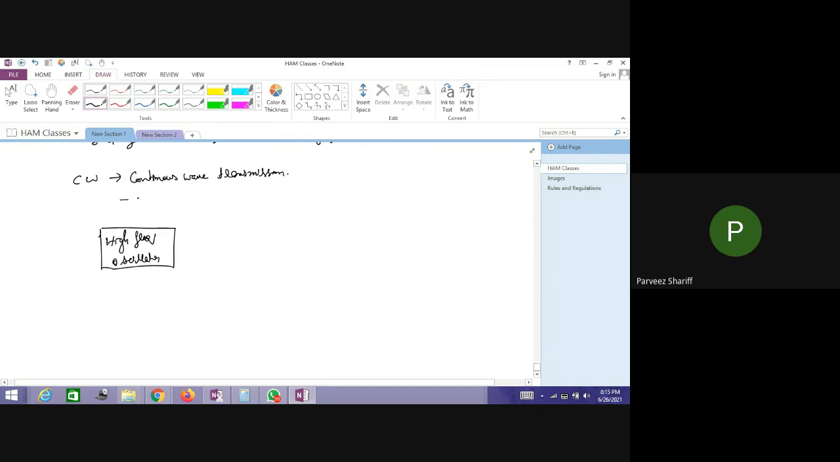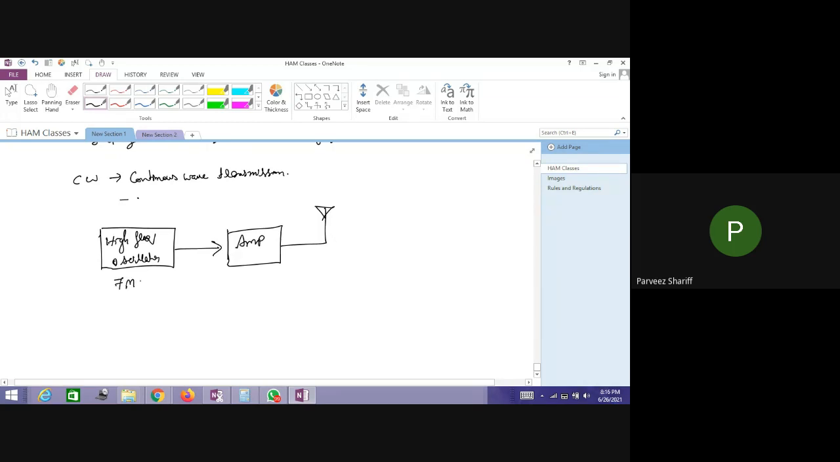So I'll just take a high frequency oscillator. Then we will take an amplifier, because we will amplify the signal before transmitting, and we will take an antenna of suitable frequency. We will design the antenna with respect to that, and we will transmit.